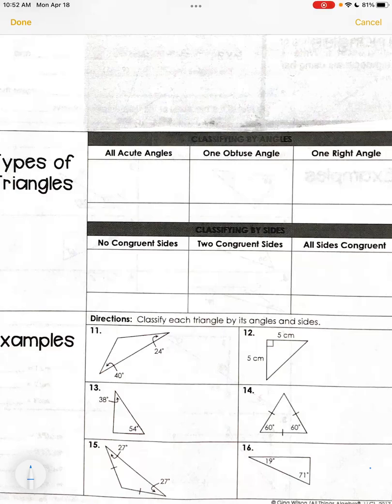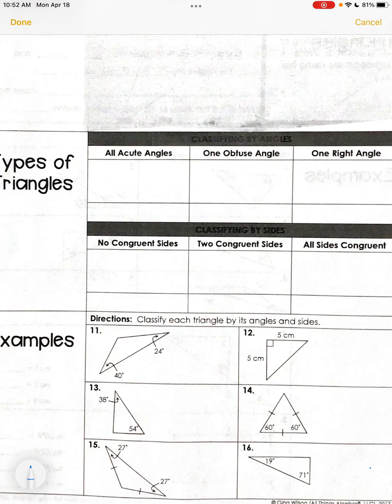Okay, so we're going to talk about types of triangles. Again, you need to be filling out what I am putting on this screen. You need to be putting it in your guided notes because I'll be checking your guided notes once you are done listening to this video. Okay, so types of triangles.